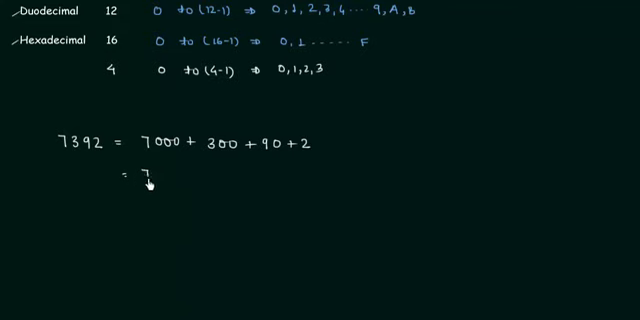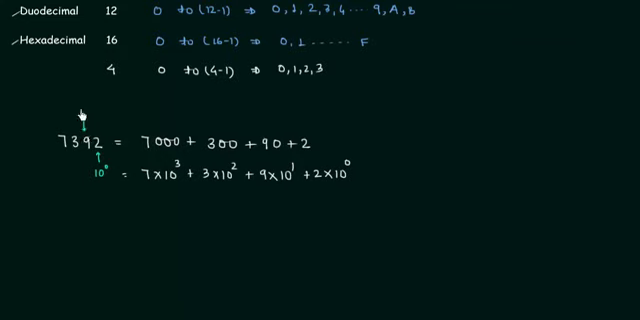Or I can write 7 multiplied by 10 raised to power 3, 3 multiplied by 10 raised to power 2, 9 multiplied by 10 raised to power 1, and 2 multiplied by 10 raised to power 0. This is how we can write the number 7392. The weight of this position is 10 raised to power 0.